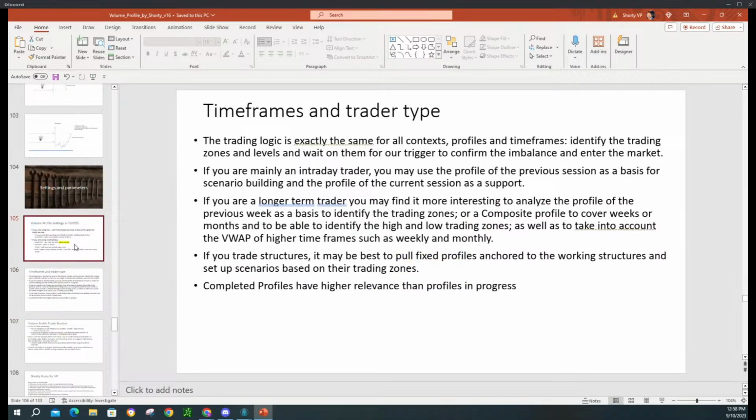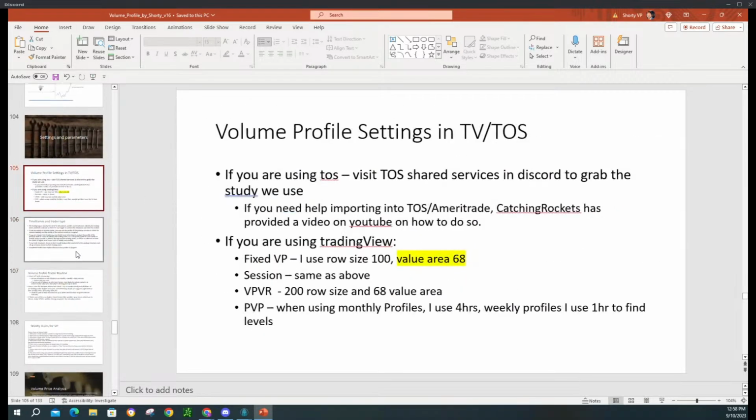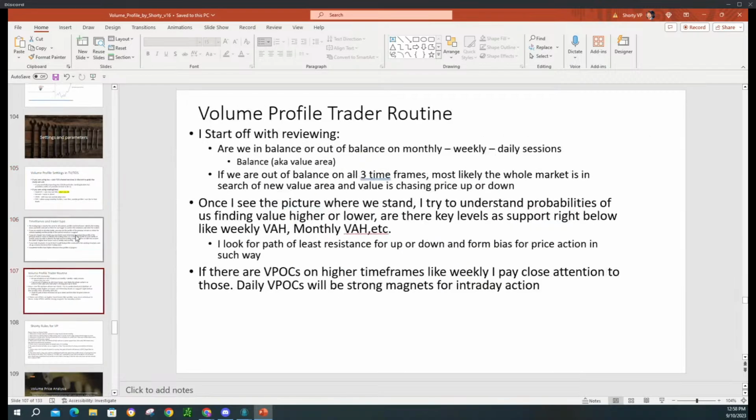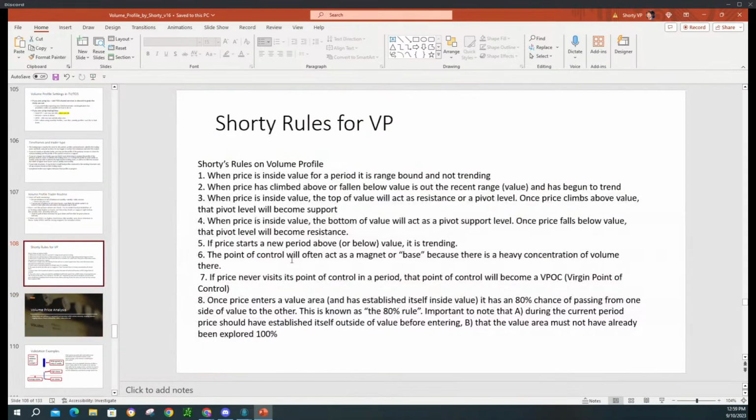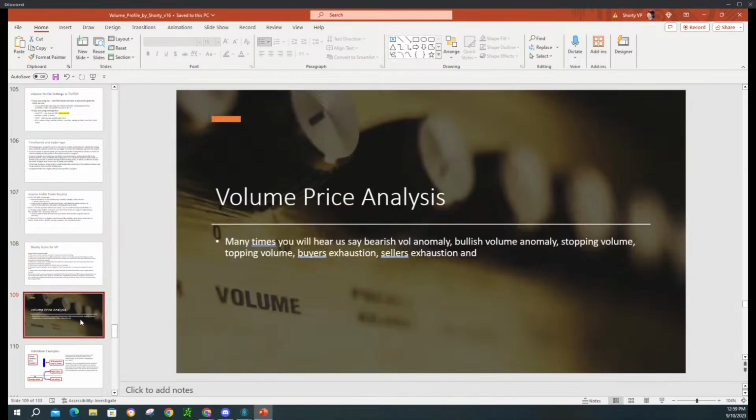Then you have some settings and parameters. I'm not going to go through it and waste time; you guys can read through it. This is something that I started putting together for you guys: what is my routine, what do I do, how do I find the levels. I'll look at this, it's not bad. I also have the shorty rules that, for me, long way back, were the rules that I played with on VP. So if you want to read them, adjust them, and make them your own, sure, do whatever you want.